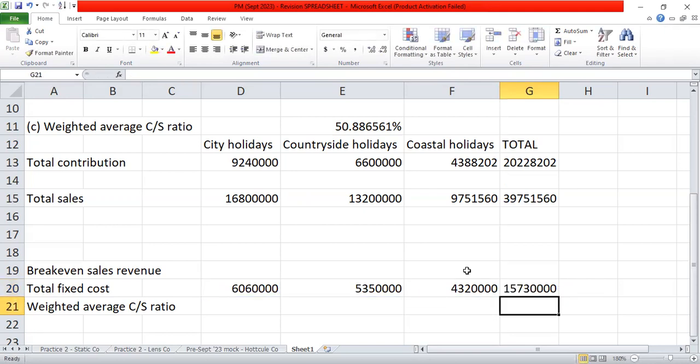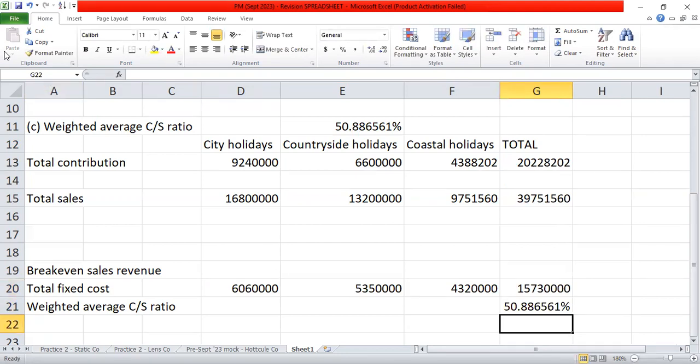That weighted average CS ratio was that. Own figure rule: use your weighted average CS ratio, correct or incorrect. If it's incorrect, your break-even sales revenue will be wrong, but you will get full credit for it, because after all, you showed how you got the incorrect figure. But in this case, it's correct, so we are not worried.